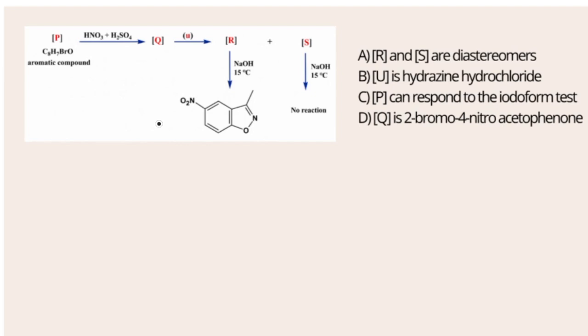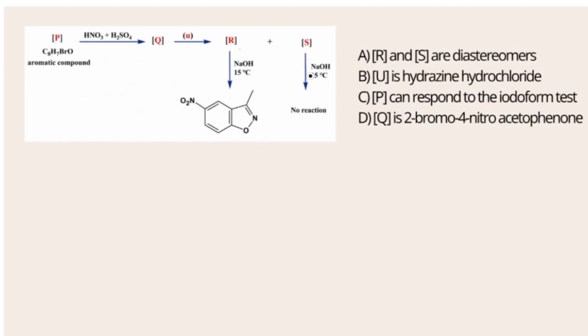How to solve such question? First, analyze what are the groups present in the final product, and then check for the conditions given and read out the options, because in some questions the options will help you to find out what will be the structures of the reactant molecules. So here R and S are diastereomers.